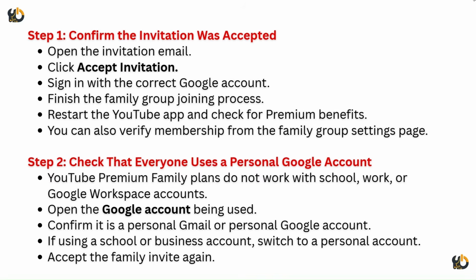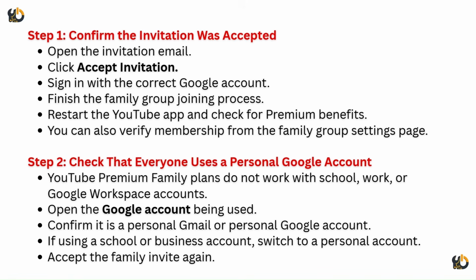Step 1. Confirm the invitation was accepted. Open the invitation email, click accept invitation, sign in with the correct Google account, finish the family group joining process, restart the YouTube app and check for premium benefits. You can also verify membership from the family group settings page.